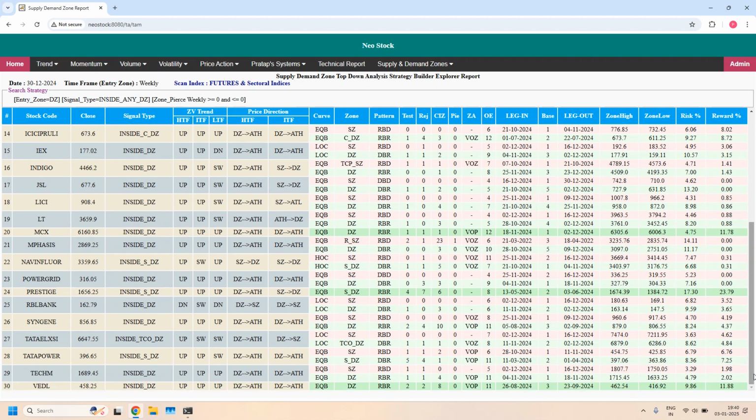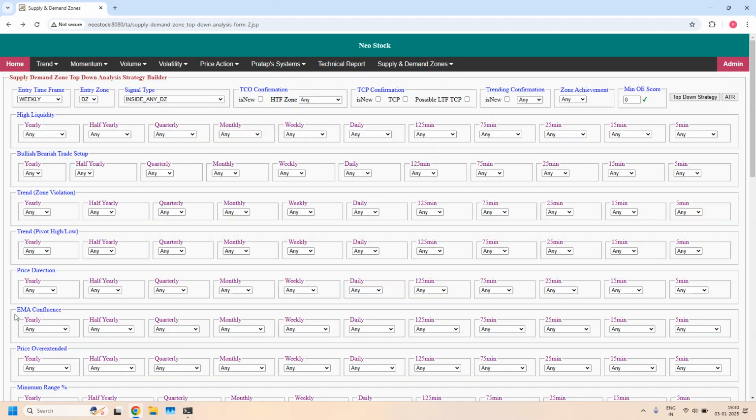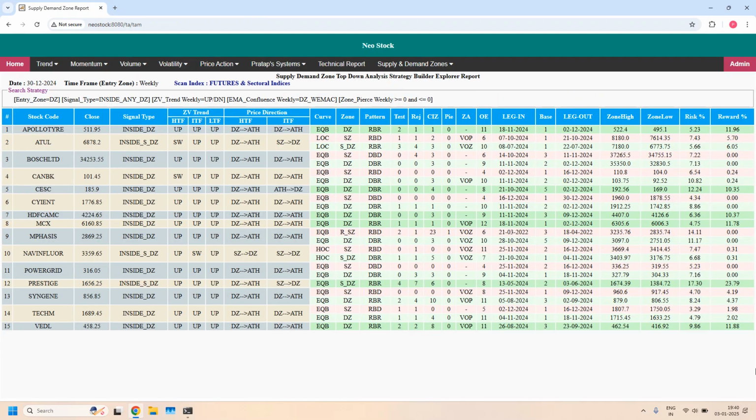So total 30 weekly demand zones are filtered where price closed inside the weekly demand zone. We can further filter this list based on weekly EMA Confluence. So in the EMA Confluence at weekly time frame, weekly demand zones are having weekly EMA Confluence, and trend on the weekly should not be sideways. It can be up or down trend. Let's filter. We got 15 stocks. And all these 15 weekly demand zones are having weekly EMA Confluence, and price closed inside those weekly demand zones.